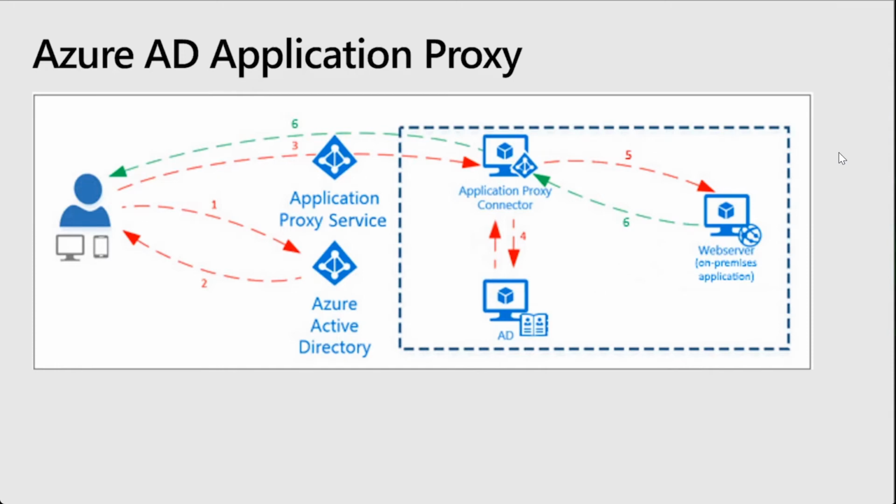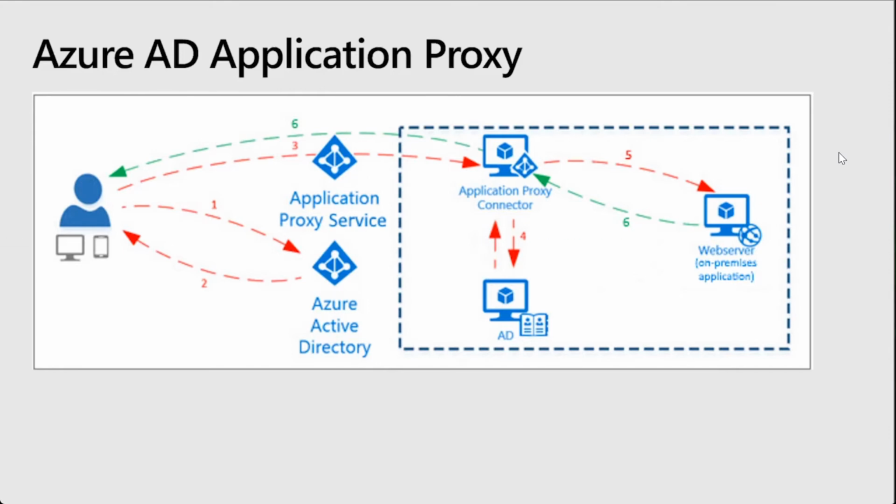In step 3, the client device forwards that token to the application proxy service. That proxy service returns the user principal name and security principal name from the token. The application proxy then forwards the request to the application proxy connector. If single sign-on is enabled, the application proxy connector performs additional authentication.